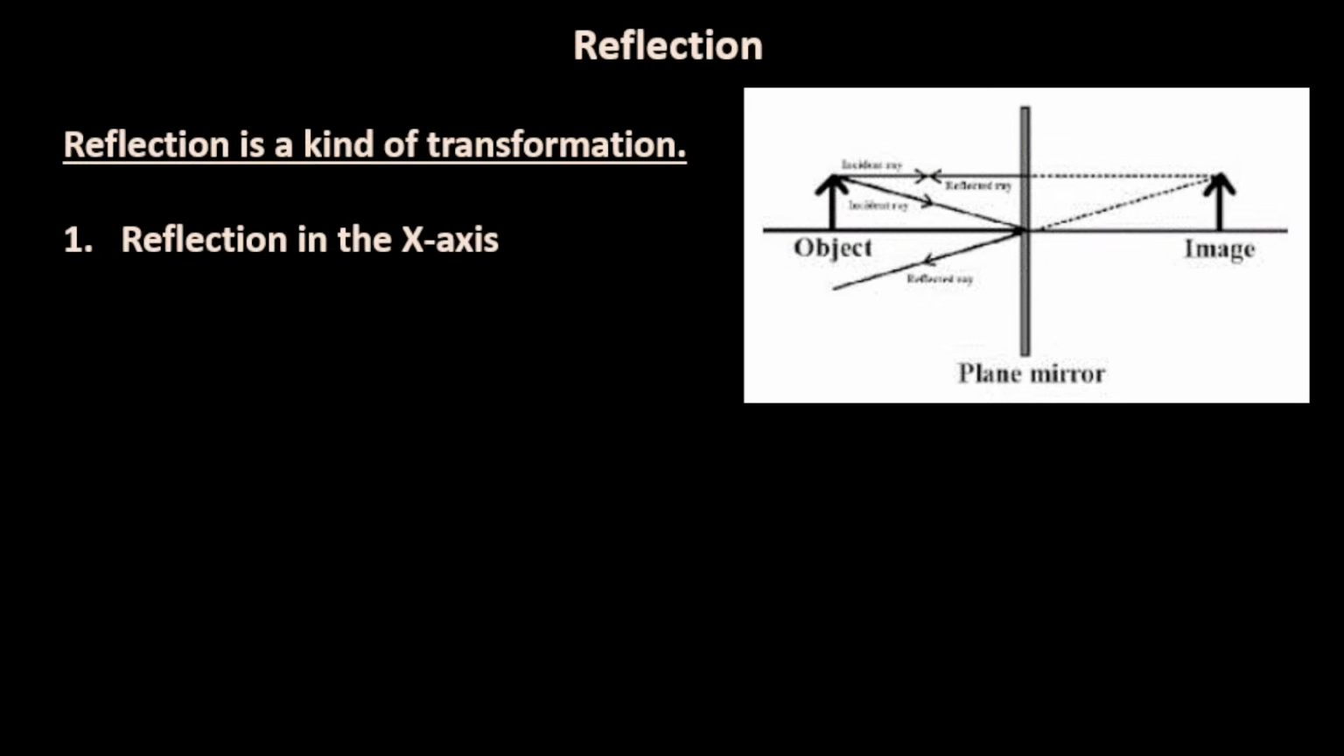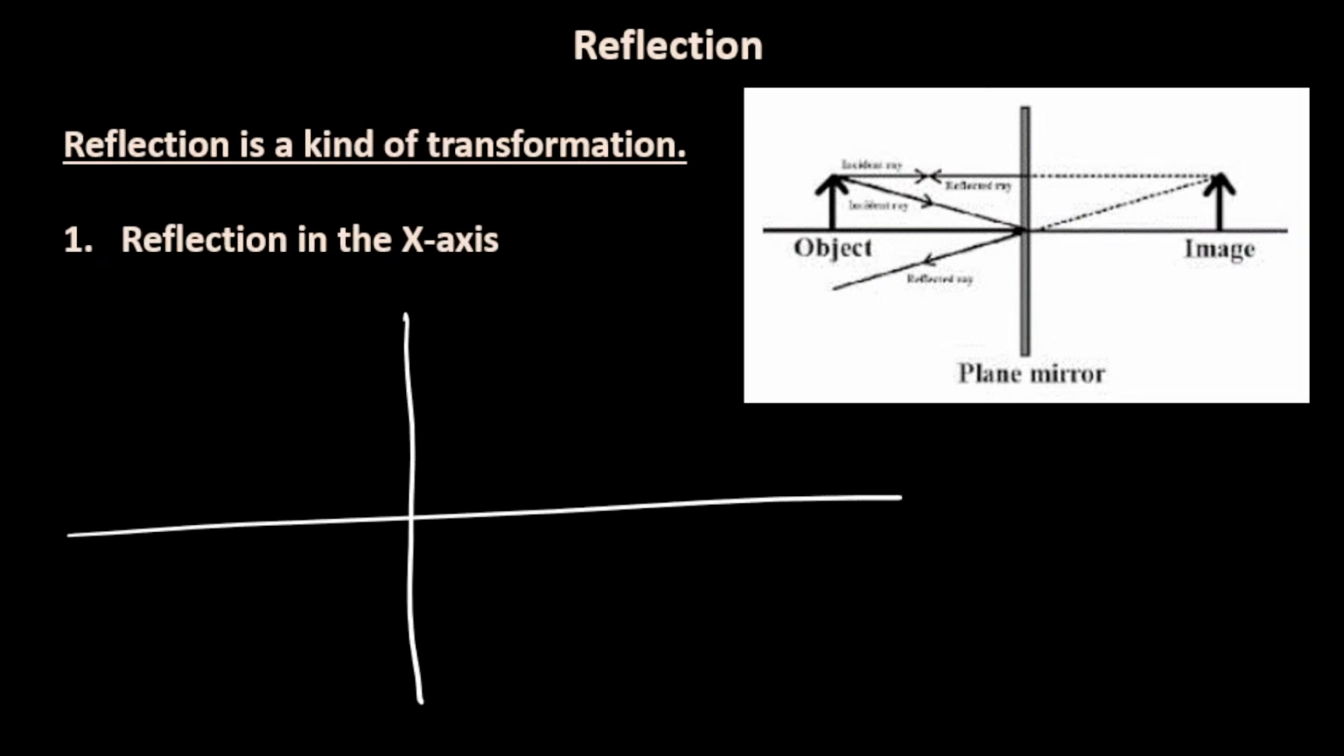So reflection, what is reflection? We'll understand. Reflection is a kind of transformation. What is transformation? Transformation means the shifting of a point. Suppose the initial point is here, it might shift to some other position. The initial point we write as the object and the point after transformation is the image. So transformation is nothing but shifting of a point to some other position.